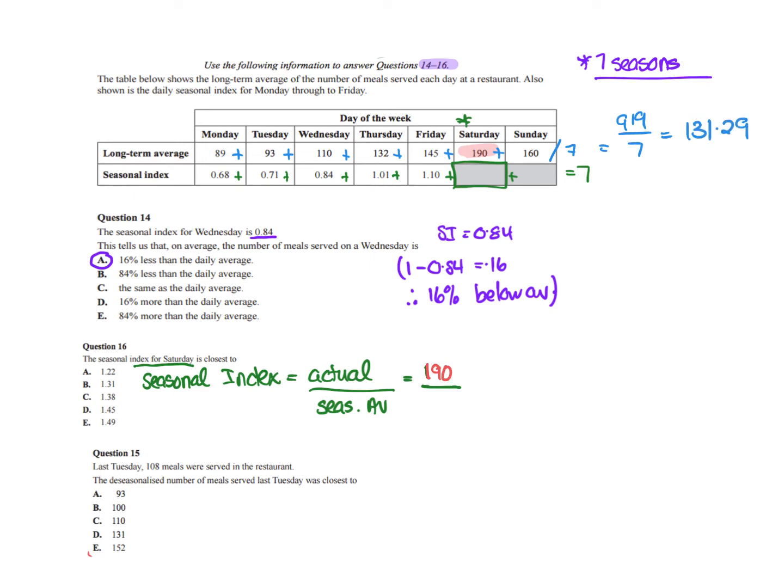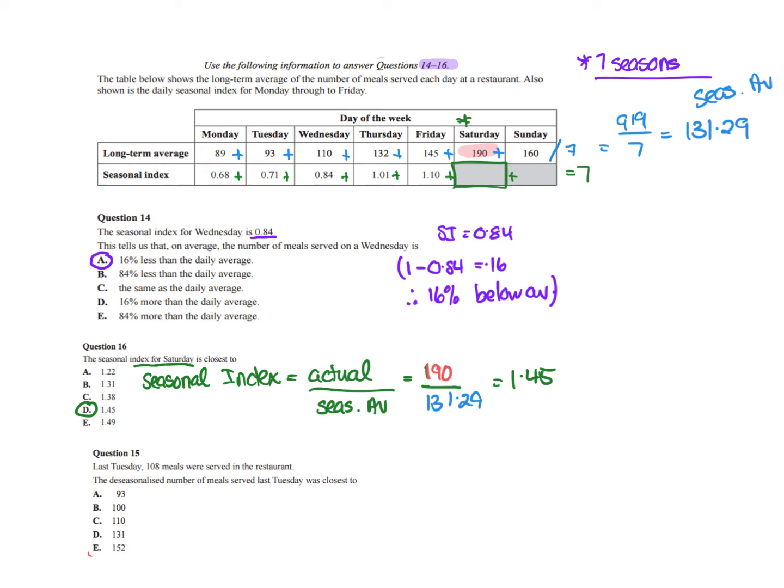That was my seasonal average. So if I put that under here, the season average, so 1.13.29, whatever, we're going to end up with a 1.45. So that's how I get that answer. So that's how you could do that one. And then if we wanted to find Sunday, we could do it as well. But they just asked for Saturday.